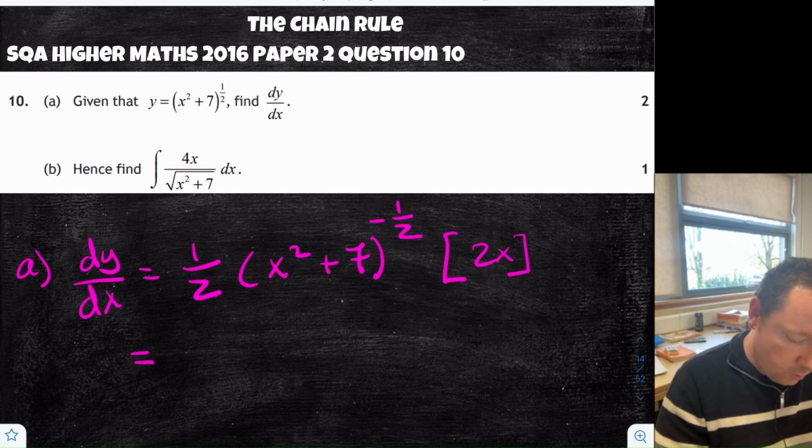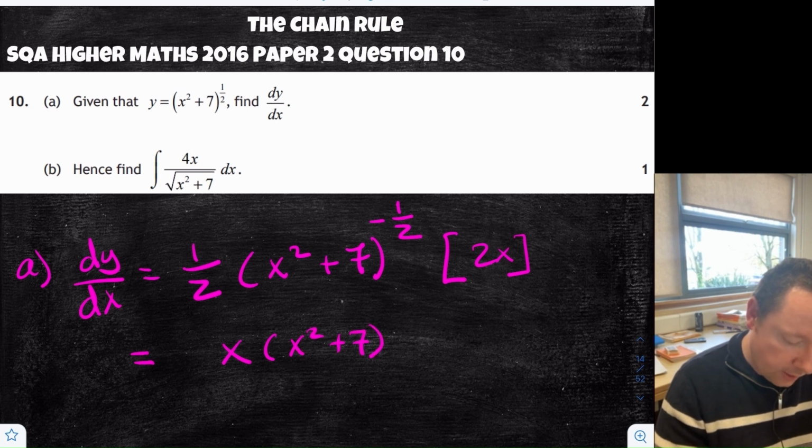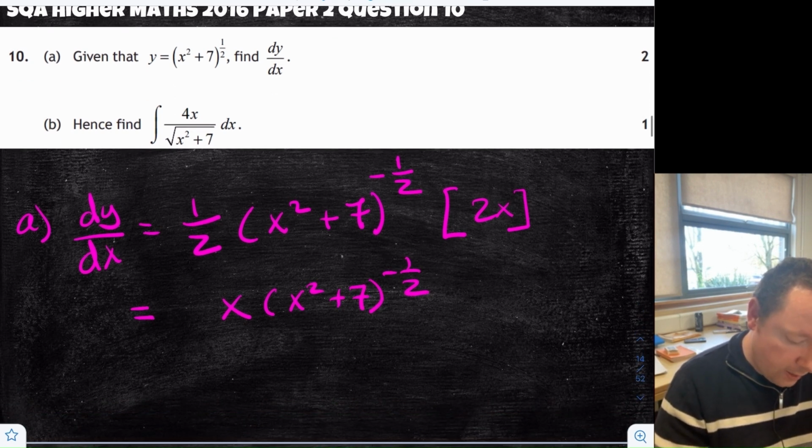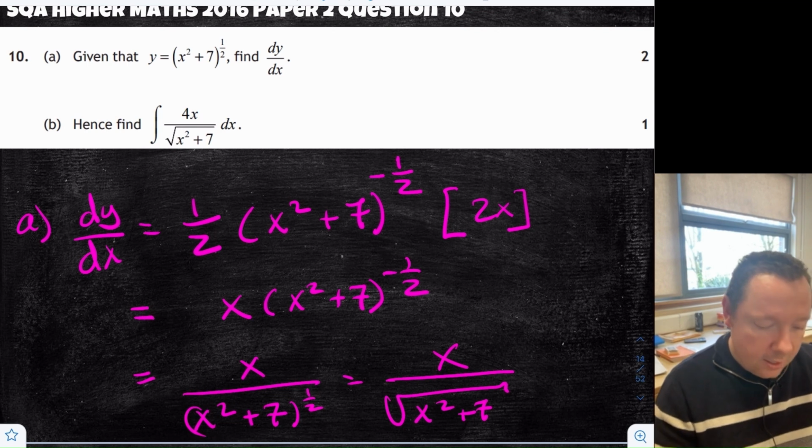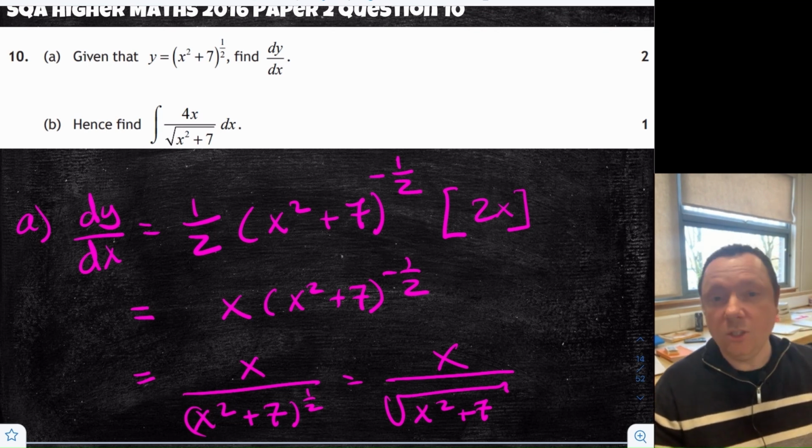So that equals 2x divided by 2 is just x, so x bracket x squared plus 7 to the minus a half. And then try to make it look a bit like our part B, that's x over x squared plus 7 to the half, which is equal to x over the square root of x squared plus 7. Part B says integrate 4x over the square root of x squared plus 7, which is very similar.